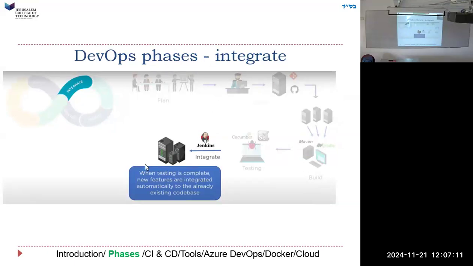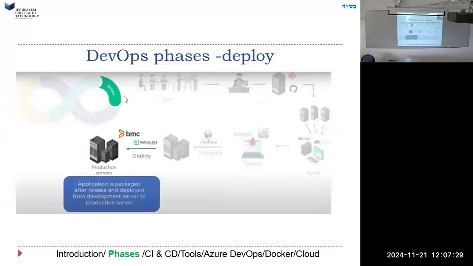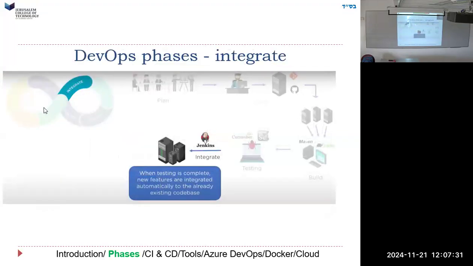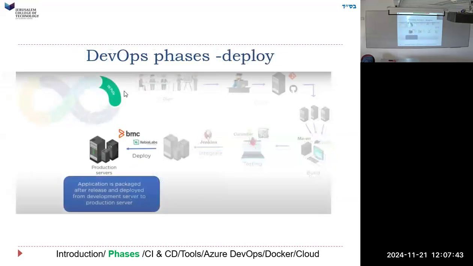DevOps phase, integrate. What's integrate? When testing is complete, new features are integrated automatically into the already existing code base. In other words, we tested the feature on its own, now we integrate it with the rest of the system. That can be done already by the DevOps people. I think the point of these is that there's certain overlap. The DevOps people are involved a little bit already in the testing, and the coding people could be involved a little bit in the integration, as opposed to the next phase, which is the deploy. Then the coding people are totally not connected.